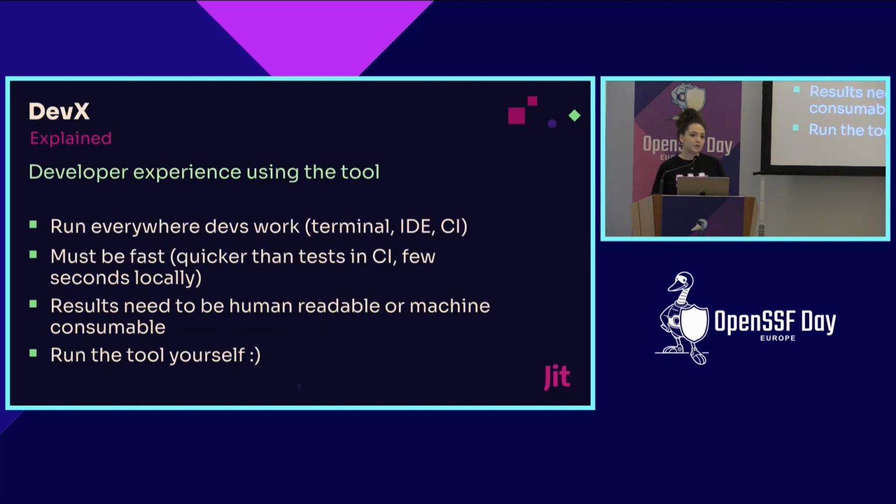From a developer experience perspective, the tool needs to be able to run anywhere that the developer works. In the terminal, in the IDE, in the CI, just make sure that you're allowing them all of the options. The tool must be fast and quicker than tests in the CI. I'm talking about a few seconds locally of running, and you never want to hurt the developer velocity. If you hurt it, you don't get any adoption, no matter how much time and money you spend on any tool. The results need to be either human readable or machine consumable.